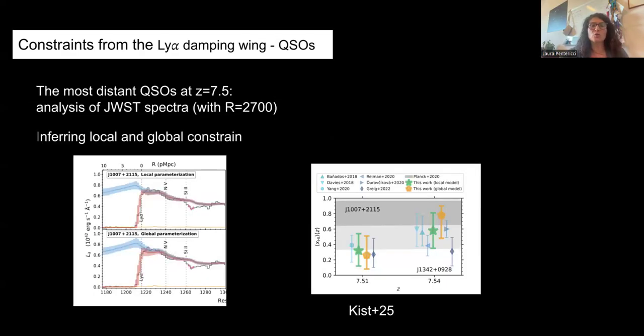These are actually the two most distant quasars known today, at redshift 7.5, and these are JWST spectra obtained with very good resolution. These are two quasars, one at redshift 7.51 and one at 7.54, and as you see immediately, the neutral hydrogen fractions derived are quite different. One has more or less 60%, just look at the green lines, for example, and the other gives 35%, I think. This means that at the same redshift, but in two different parts of the sky, you have very different neutral hydrogen fractions, again telling you that ionization is probably very inhomogeneous.